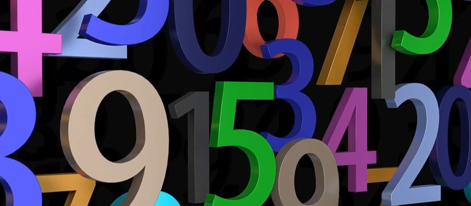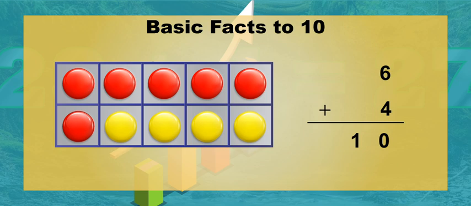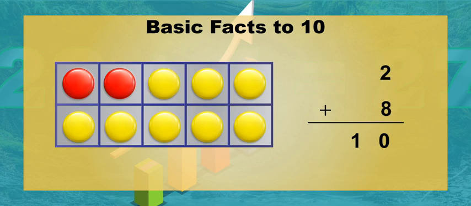Let's start. 10 plus 0 equals 10. 9 plus 1 equals 10. 8 plus 2 equals 10. 7 plus 3 equals 10. 6 plus 4 equals 10. 5 plus 5 equals 10. 4 plus 6 equals 10. 3 plus 7 equals 10. 2 plus 8 equals 10. 1 plus 9 equals 10. 0 plus 10 equals 10.